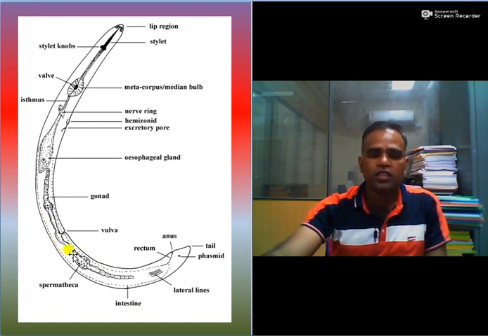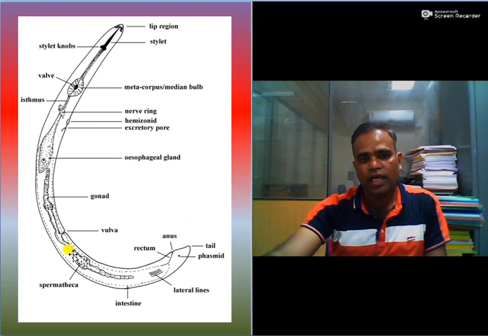So the uterus is the passage where the egg develops or matures, and after maturation the egg hatches and gives rise to the birth of juvenile second. It means juvenile first develops mainly in the egg itself.